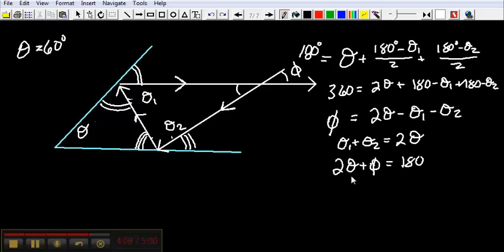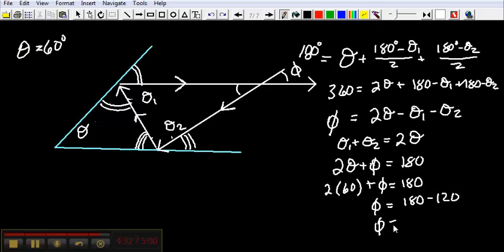Okay? All right. Well, I know that theta is 60. So I can say 2 times 60 plus phi is equal to 180. Get phi by itself. Phi equals 180 minus 2 times 60, which is 120. So phi equals 60. And there we go.